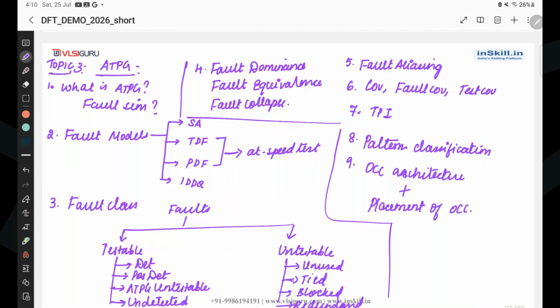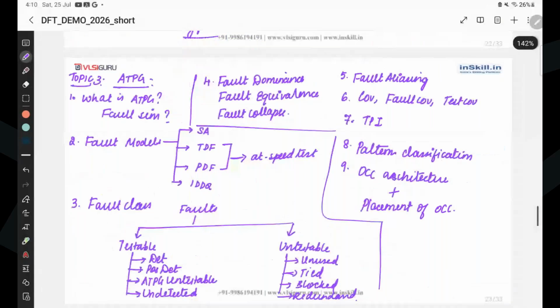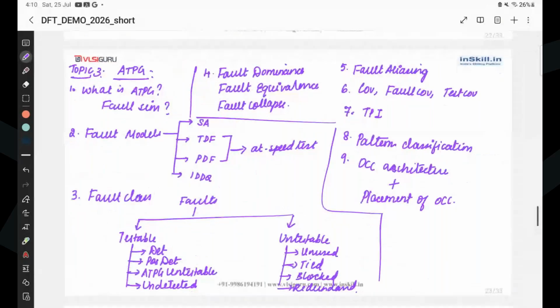So under ATPG, we will be understanding what is ATPG and what is fault simulation. We'll understand the various fault models like stuck-at, TDF, PDF, and IDDQ, and the various fault classes: testable and untestable are broadly classified. Under untestable, you have unused, tied, blocked, redundant. Under testable, you have detected, possibly detected, ATPG untestable, undetected. We will understand each fault class and their subclasses.